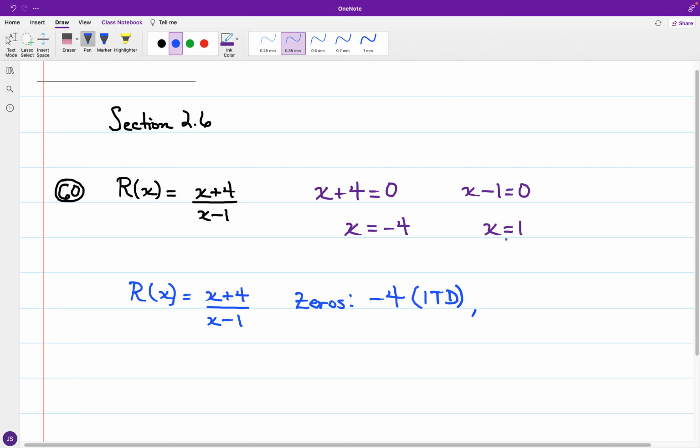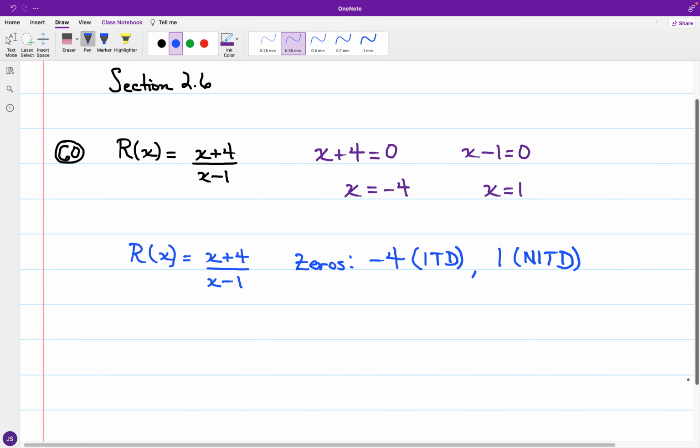Now in the case of x equal to 1, we have 1 plus 4 is 5, and 1 minus 1 is 0. Now 5 over 0 is undefined. So instead of equaling 0, r of x would be undefined if x equals 1. That means that for 1, instead of creating an equal to 0 situation, we have a 0 denominator or undefined ratio situation. So 1 will be regarded as not in the domain, NITD.